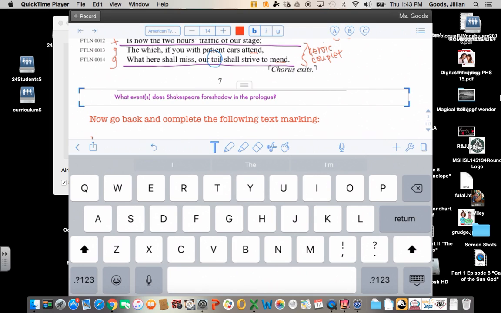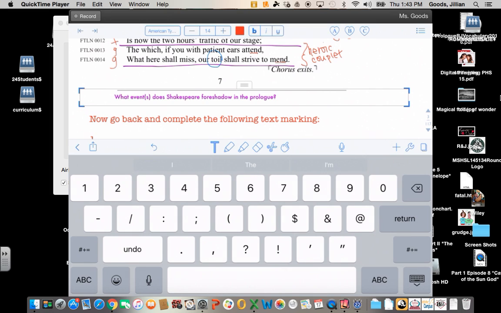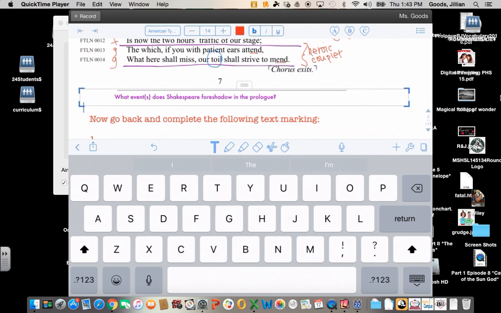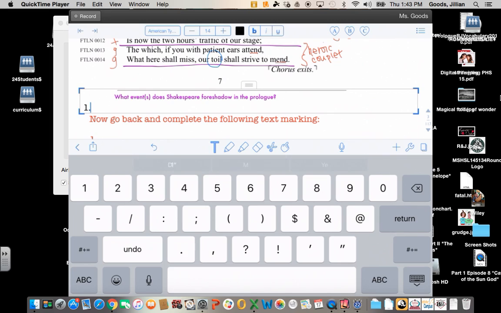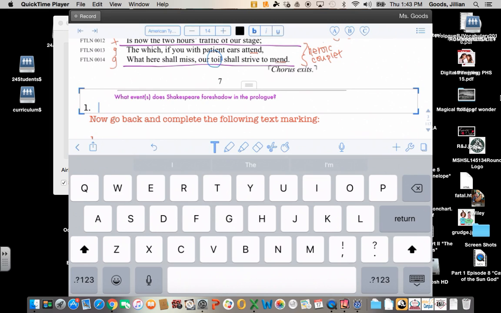All right, welcome back. The first thing that I want to talk about as far as the foreshadowing is concerned is that Shakespeare is actually telling us that these two young star-crossed lovers will take their life. We know they're going to die, and we know that because we've been studying the pattern of a tragedy. So I want you to take a minute and write in that number 1, we are learning that there are little hints to them taking their life leading to a tragedy.